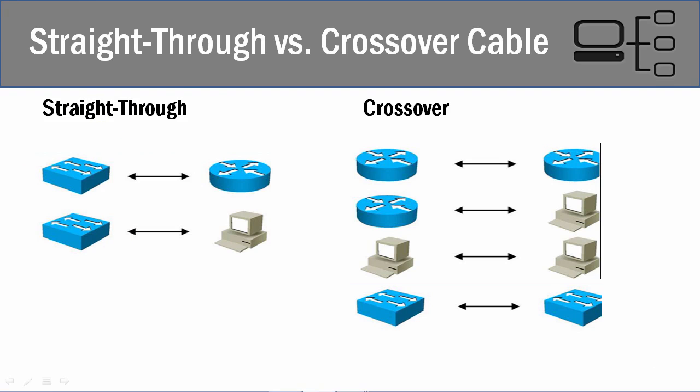So here's some examples. So we have a straight through cable. Remember, this is for non-similar devices. So what do we have here? Well, the first one we have a switch connected to a router. The second one we have a switch to a computer. These are non-similar devices, so we would use a straight through cable.